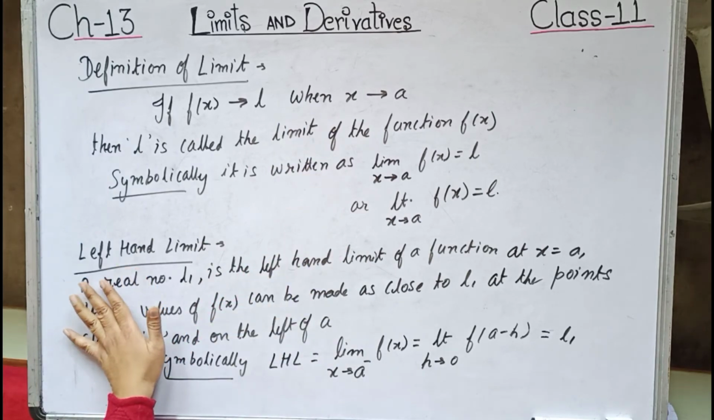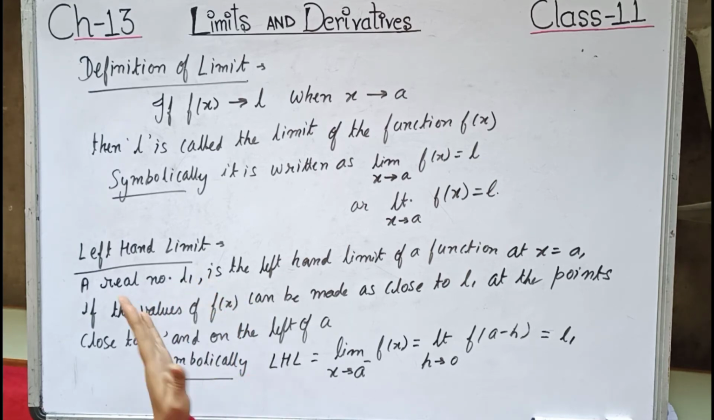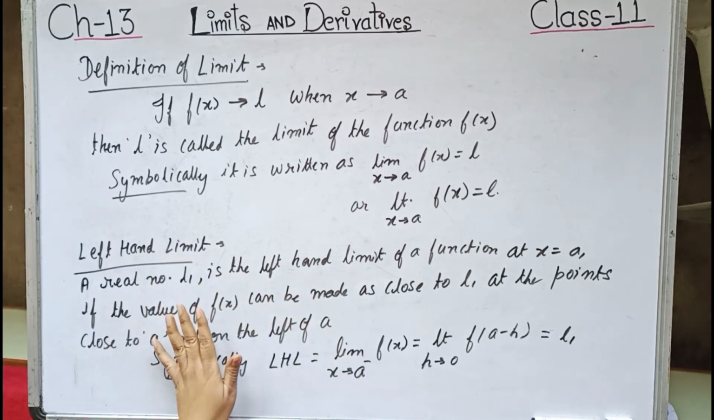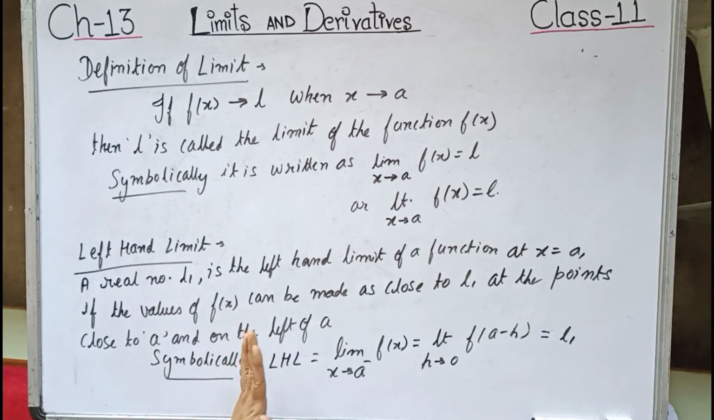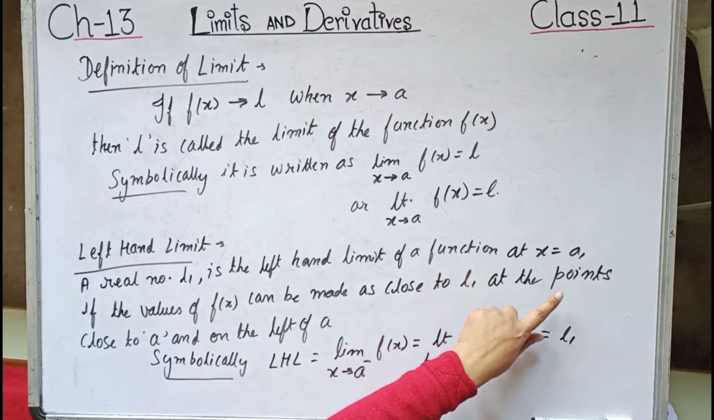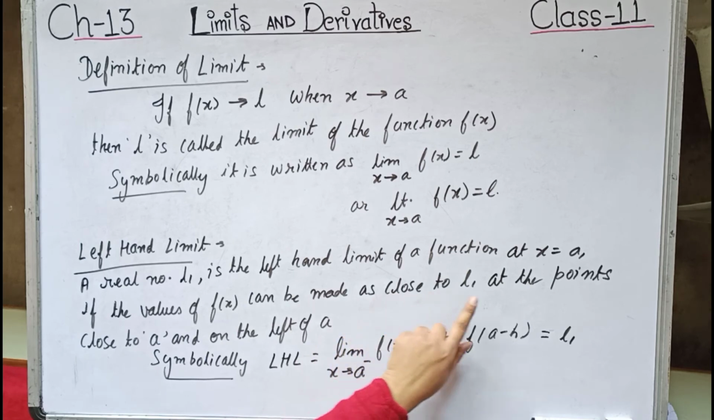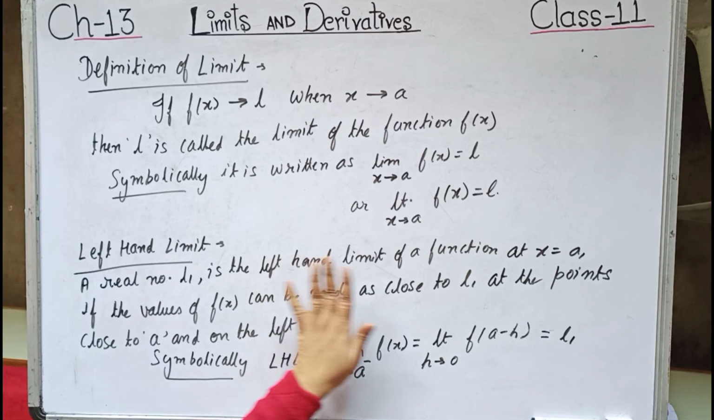Now left hand limit and right hand limit. We have discussed something before this definition. To some extent we know what is left hand limit and right hand limit, but process-wise the definition is written over here. Left hand limit, a real number L1. Here I have written L for left hand limit, I will be writing L1. For right hand limit, I will be writing L2. A real number L1 is the left hand limit of a function at x equals a if the values of f(x) can be made as close to L1 at the points close to a and on the left of a. This is all language.